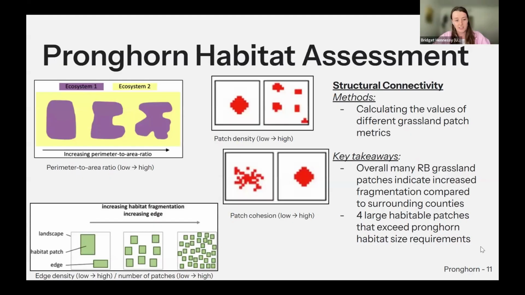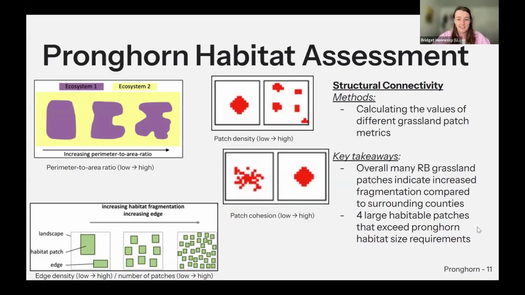So a lower number of patches is good, because it indicates that the patches haven't been broken up into smaller and smaller areas. And then patch density is this top red figure. It's similar to number of patches, but it equals the number of patches per the size of the area. So a higher patch density is bad. It means that there are a lot of broken up habitats in the area.